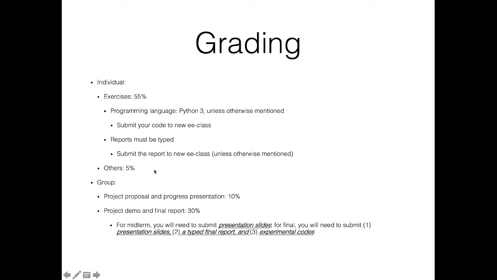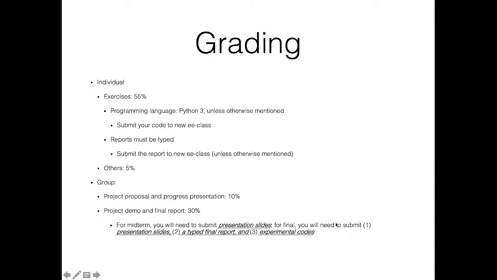For group score, you will have a course project. It's a group project, and you will need to present your progress in the midterm week, and that accounts for 10% of your final score. And at the end of the semester, you have to demo your project, and you have to submit your final report, and that accounts for 30% of your final score. Okay, so let me make it more clear. For the midterm, you will need to submit the presentation slides, and you will also need to orally present your progress.